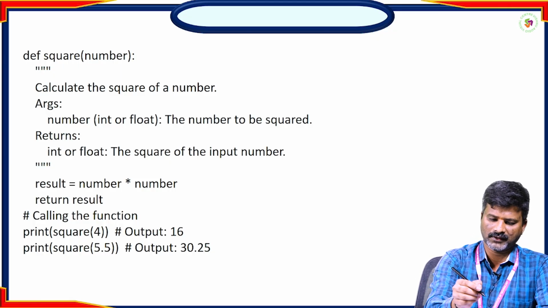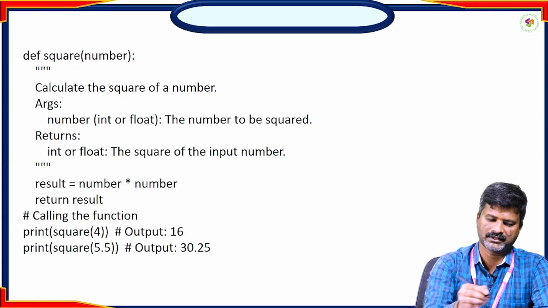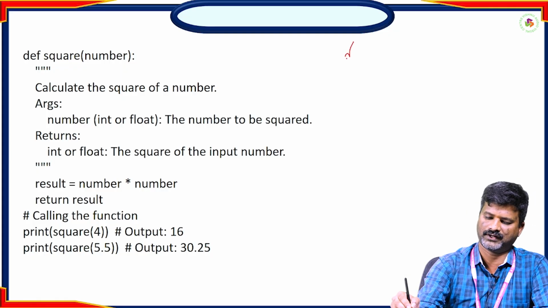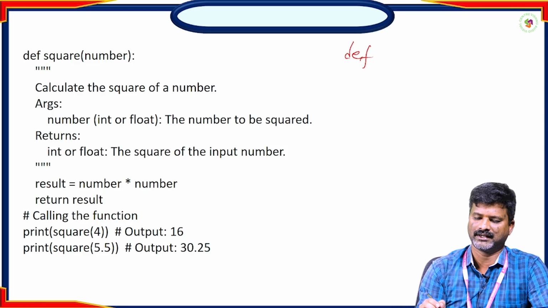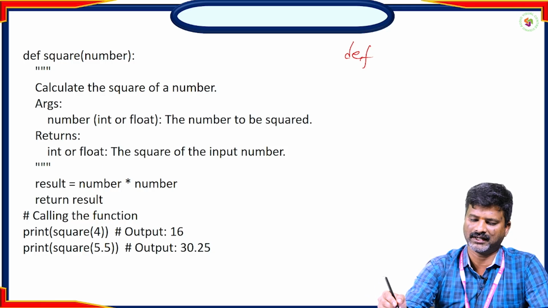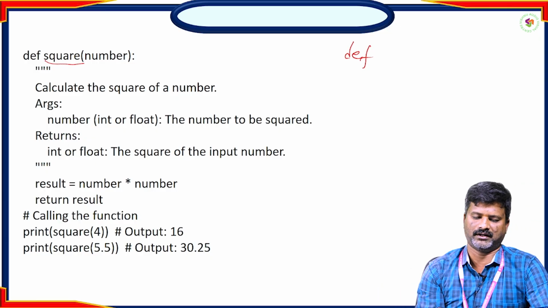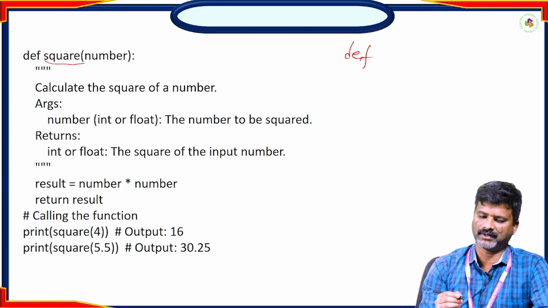So here initially I said whenever we want to define a function, we need to use def. def is a keyword. Then after that you need to specify your function name. That should be a valid identifier name. So here I am taking square as the function name. Square is my function name.